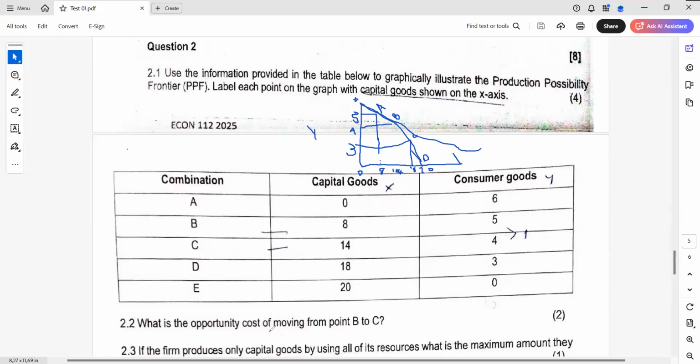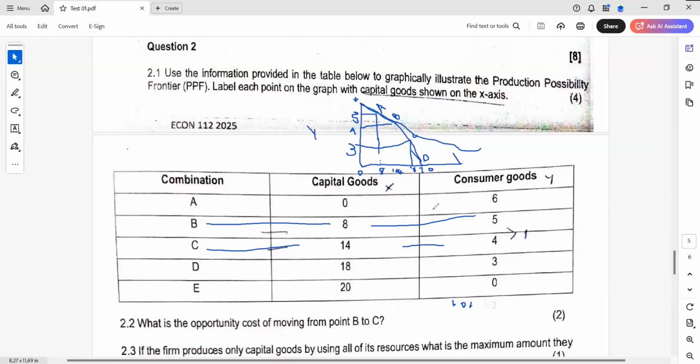Then what is the opportunity cost of moving from point B to C? So they want the opportunity cost of moving from point B to C. So where's point B? Point B is here. To C, just here. Point C is here. So you know the formula is loss over gain, right? Okay, the formula is loss over gain, guys.